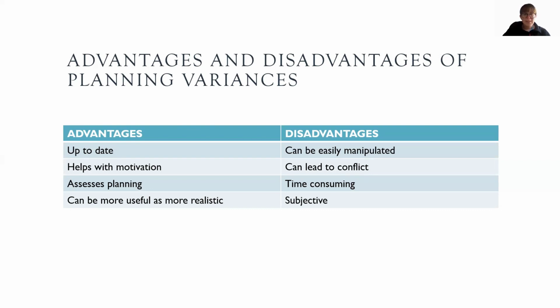They can easily be manipulated. So perhaps you think the targets are unrealistic, so you lower them, but really they aren't up to scratch. It may lead to conflict if one manager has a disagreement about what they think something should be revised to in comparison to others. It is also time consuming because obviously it's up to date, so we have to keep amending and reflecting that. And it is, of course, subjective. It depends on what a business thinks individually. So they are just a few of the things to watch out for when considering planning variances.